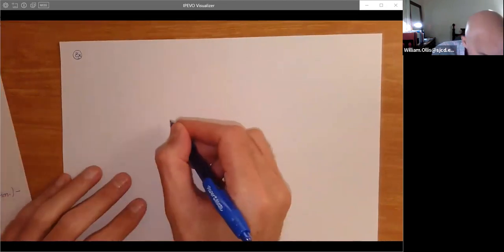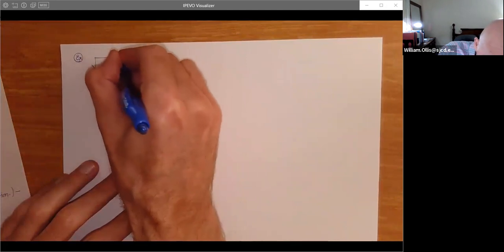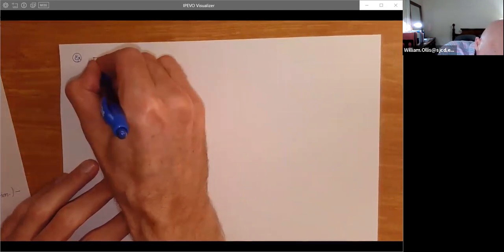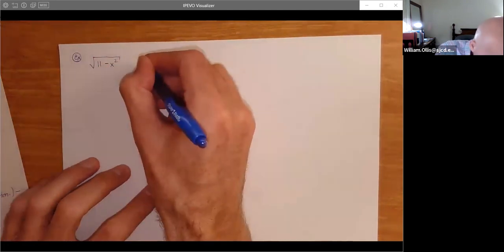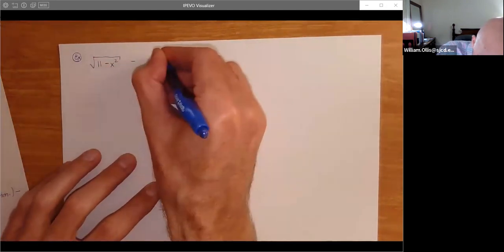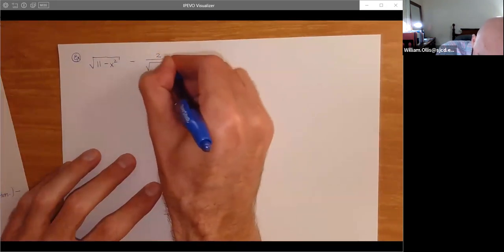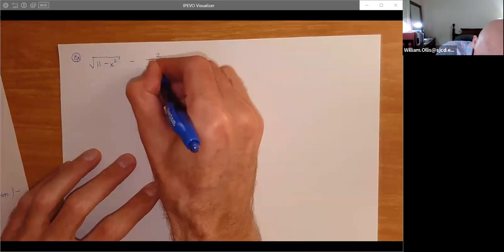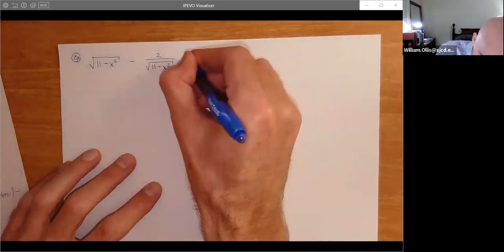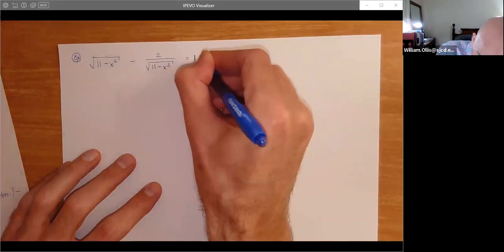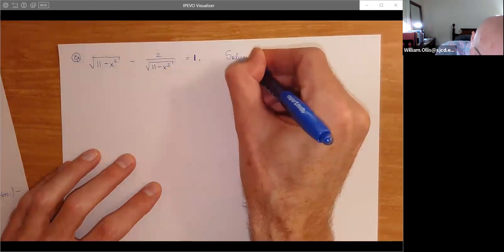So here's an example. I wanted to throw some radicals in. We have the radical of 11 minus x squared, minus 2, divided by the same radical, 11 minus x squared, equals 1. And we want to solve in R.